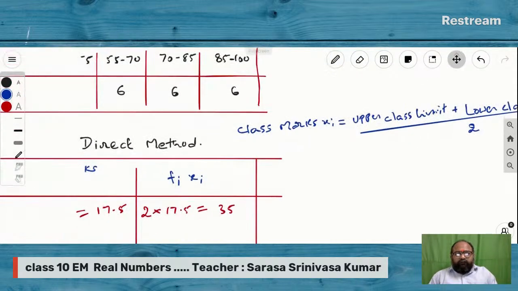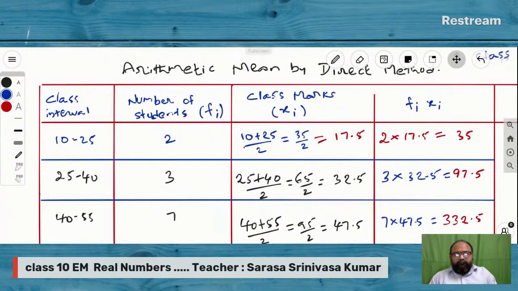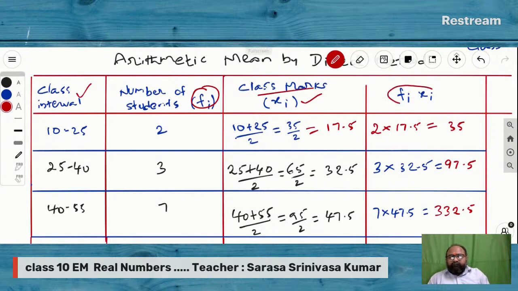Now let us come to the table. The first column is class interval. The second column is number of students, that is fi. Third one is class marks. Fourth one is fi multiplied by xi. So we have four columns. Students must remember these four columns.